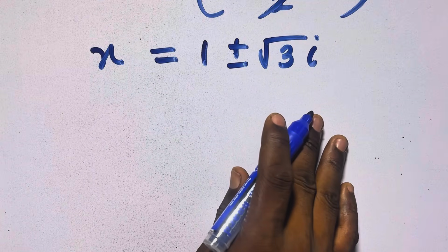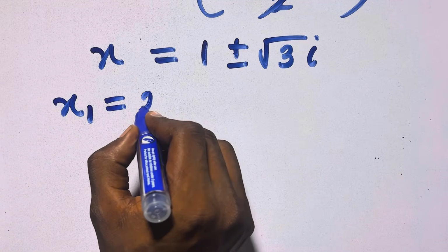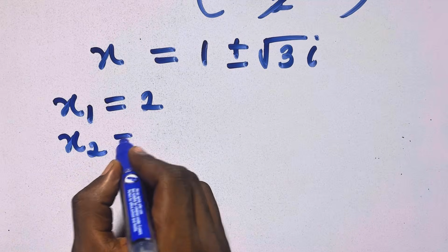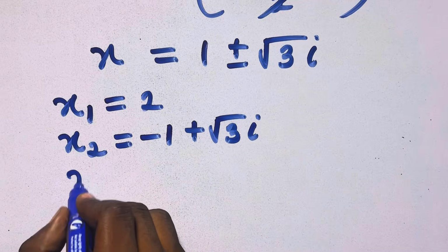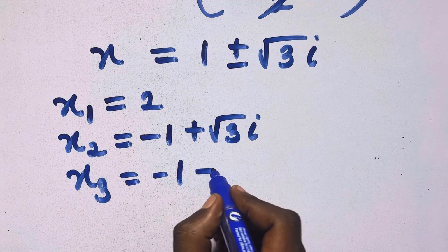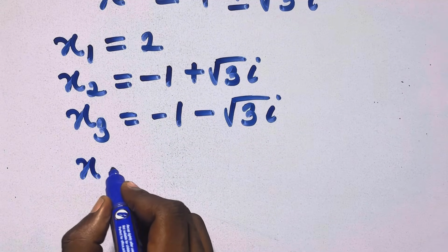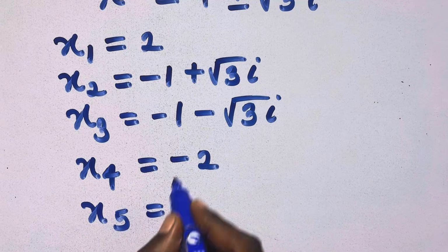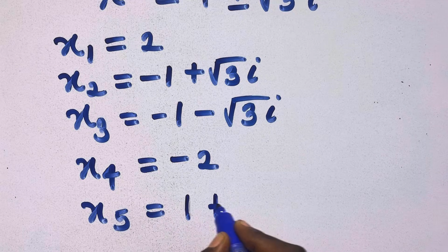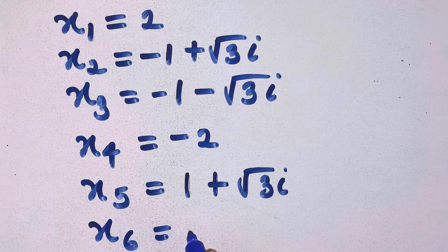So finally, let's list out all the solutions we have. We have x1 equals 2, our x2 will be minus 1 plus square root of 3i, our x3 will be minus 1 minus square root of 3i, and our x4 will be minus 2. Our x5 will be the solution we just got, 1 plus square root of 3i. And our x6 will be 1 minus square root of 3i.